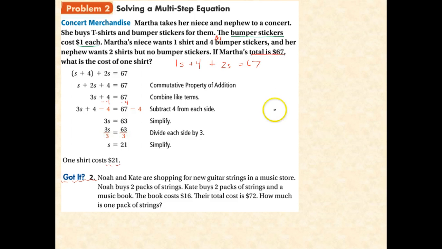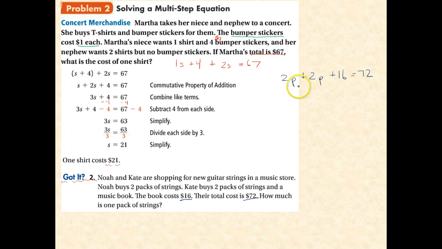Alright. So Noah and Kate are shopping for new guitar strings in a music store. Noah buys 2 packs of strings. Kate buys 2 packs of strings and a music book. The book costs $16. Their total cost is $72. How much is 1 pack of strings? So what did we buy? We bought 2 packs of strings from Noah. So 2p, let's let p equal the price of packs of strings. Kate gets 2 packs of strings, so we're going to add 2 more packs of strings, plus a book. And the book was $16, so that's plus $16. The total cost is $72.